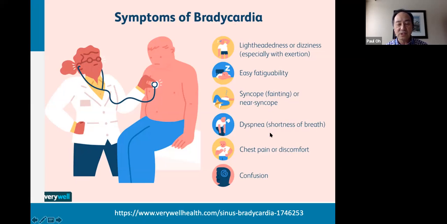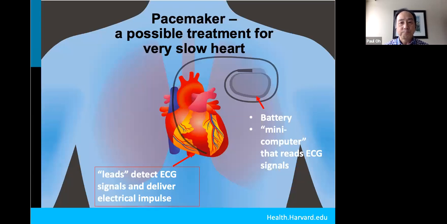Shortness of breath may be another symptom of just an inadequate heart rate response. Chest pain or discomfort usually isn't associated with bradycardia per se, but it may be another signal that something's going awry in the heart. And then we may look for something like confusion, because the brain needs a steady blood supply with oxygen-rich blood. And if your heart can't keep up with that, then it may be contributing to some mental fogginess as well. So those are the things that you may convey to your healthcare practitioner to say, my heartbeat is slow and I'm not feeling well, so I need something else done.